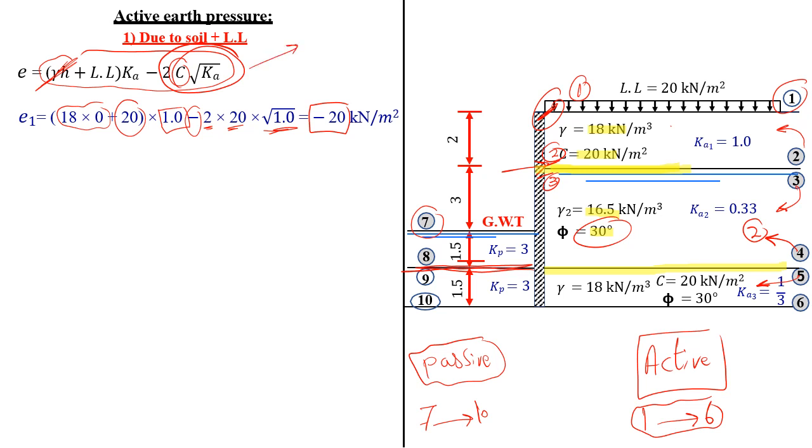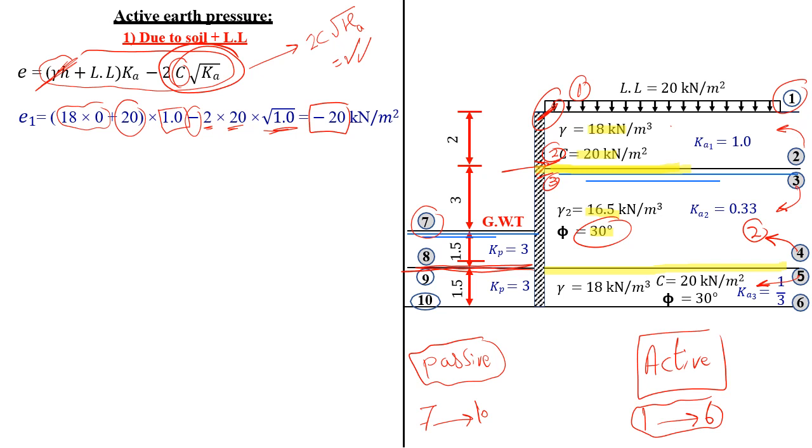It will be a positive value. 2C by square root of K active will be a positive value. So if you subtract this value from the first term of the equation, most probably you will have an active earth pressure value, a negative value.